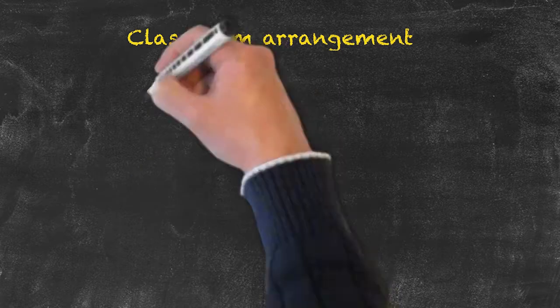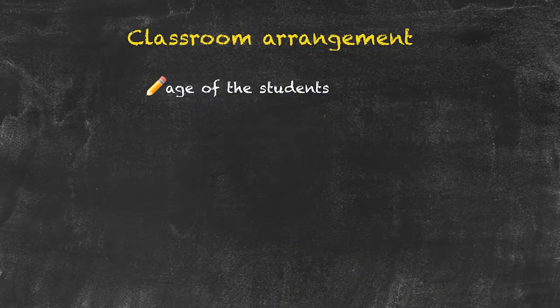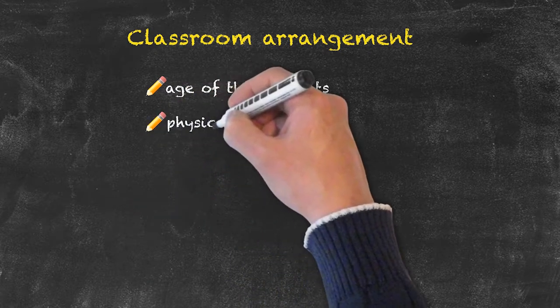The dynamics of classroom interaction is often dictated by the arrangement of the classroom itself. And the way in which the classroom is arranged could depend upon a number of factors, and they might include things such as the age of the students. So, for example, we're unlikely to have the same arrangement for adult learners as we would have for young learners. It could also depend upon the actual physical space available.